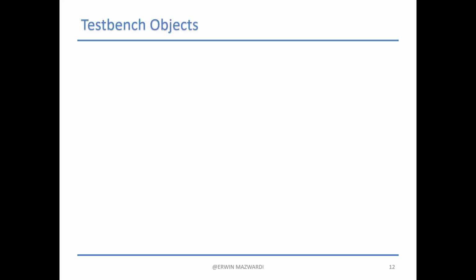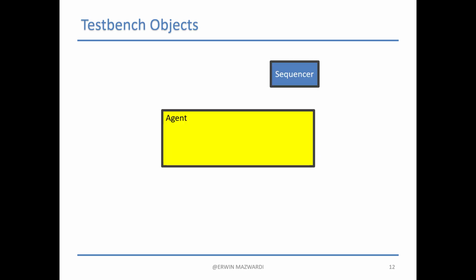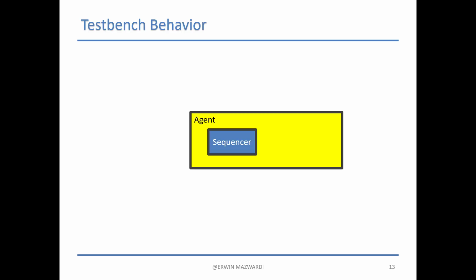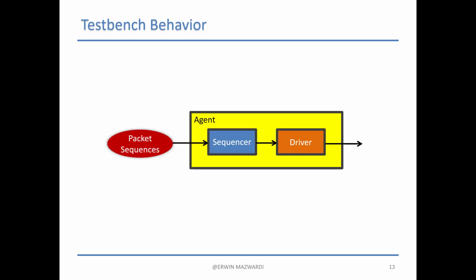Alright, so in order for objects to collaborate, there needs to be some kind of relationship between them, right? To really get what that means, let's walk through a simple example. Here, we are going to build a basic testbench set up with three objects: an agent, a sequencer, and a driver. And here's the behavior we want to achieve. The sequencer should be able to send packet sequences to the driver. Both the sequencer and the driver should be inside the agent.